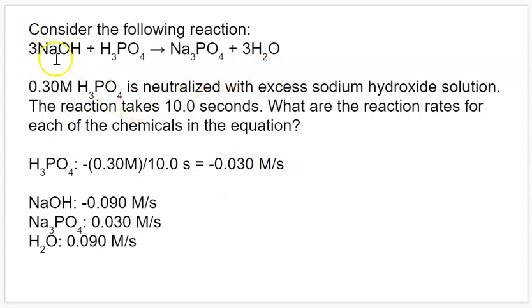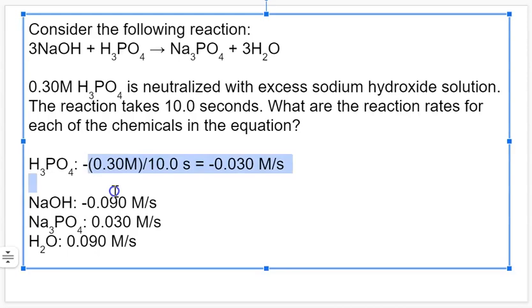I know that the rate of reaction for the sodium hydroxide is going to be 3 times more because we need 3 sodium hydroxides for every 1 phosphoric acid. So I also know since it's a reactant that it's also going to have a negative rate. So I'm basically multiplying this by 3 over 1, which would be the mole ratio between phosphoric acid and sodium hydroxide. So I end up with a sodium hydroxide rate of negative 0.9 molar per second.